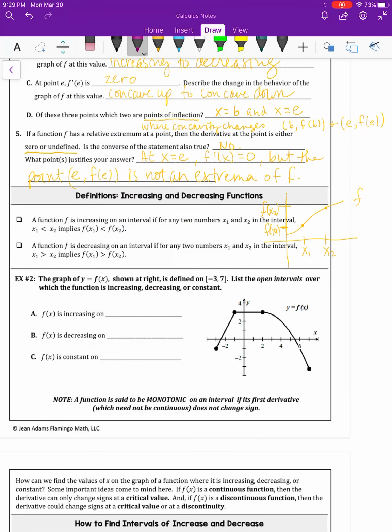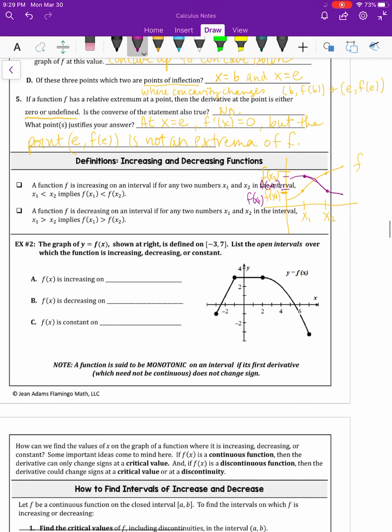That's all that means. And if you were talking about a function that is decreasing, you could have, on this function, here's your f of x1, and here's your f of x2, and for that one, your f of x1 is greater than your f of x2. So you can see that that one would be a decreasing function.